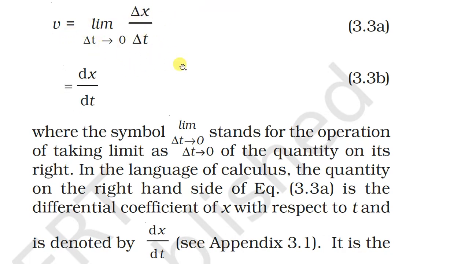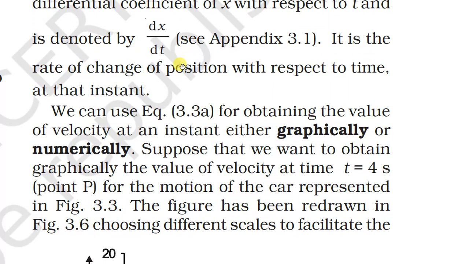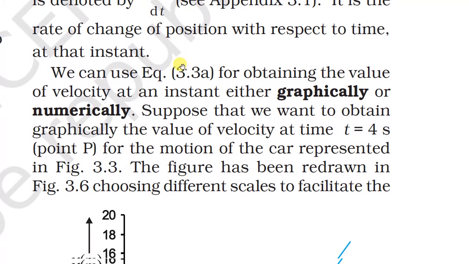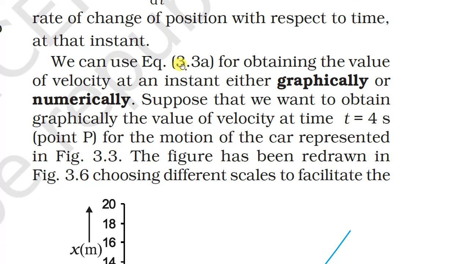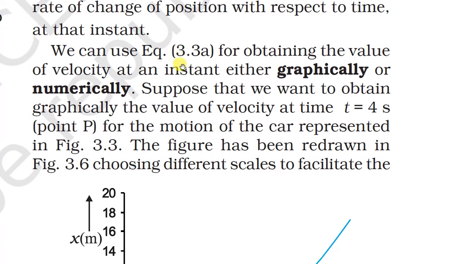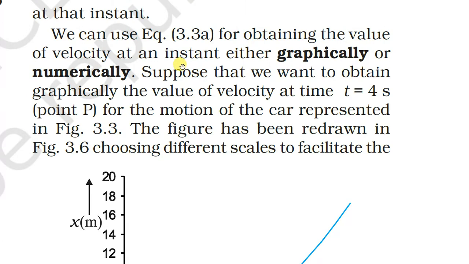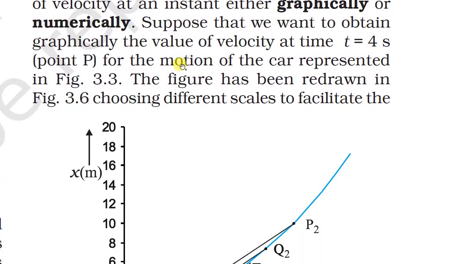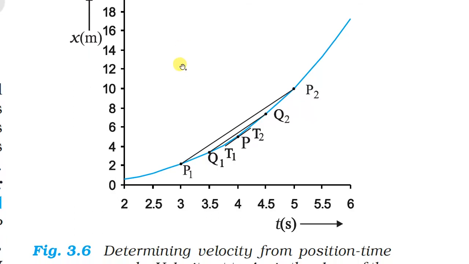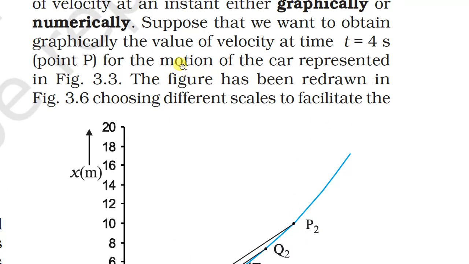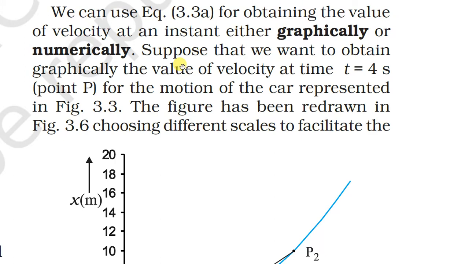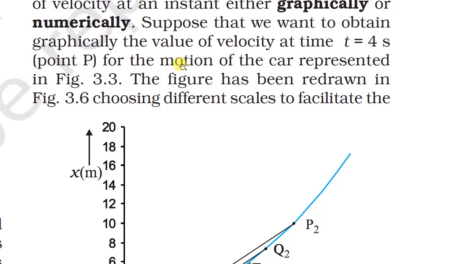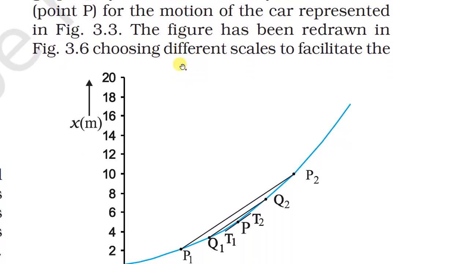From this equation, we can use equation 3 for obtaining the value of velocity at an instant, either graphically or numerically. Suppose that we want to obtain graphically the value of the velocity at time t equals 4 seconds at point P for the motion of the car represented in figure 3.3. We showed figure 3.3 in the previous slides, but here the figure has been redrawn choosing a different scale to facilitate.